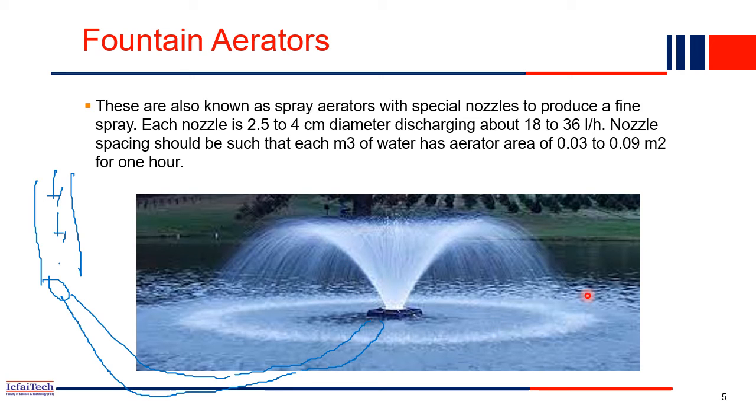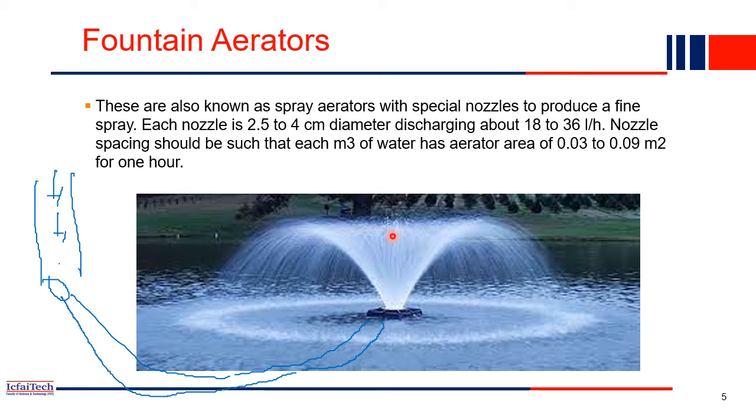Like that, you can install multiple fountains in an aeration tank. So the nozzle spacing also should be such that each meter cube of water has an aerated area of this much in 1 hour. So multiple fountains of this type we can install in an aeration tank. The spacing should be such that each meter cube of water has an aerated area of 0.03 to 0.09 meters square per 1 hour. Okay, based on that we can find out what could be the spacing of each aerator.